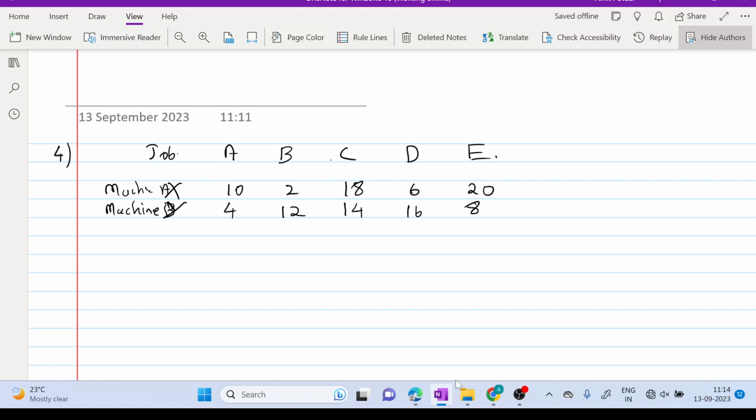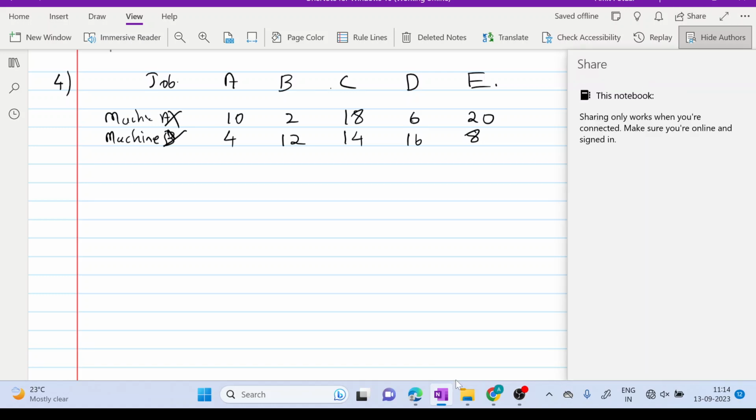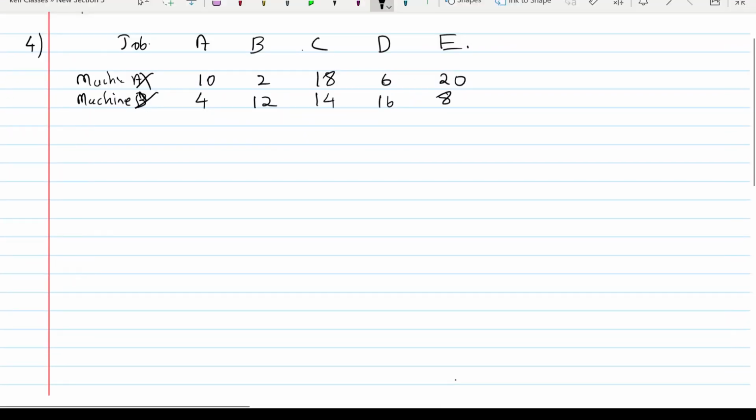Okay. So same like before, no change. What we did is that day, same thing. You will have to find the sequence. So iska sequence, optimal sequence.